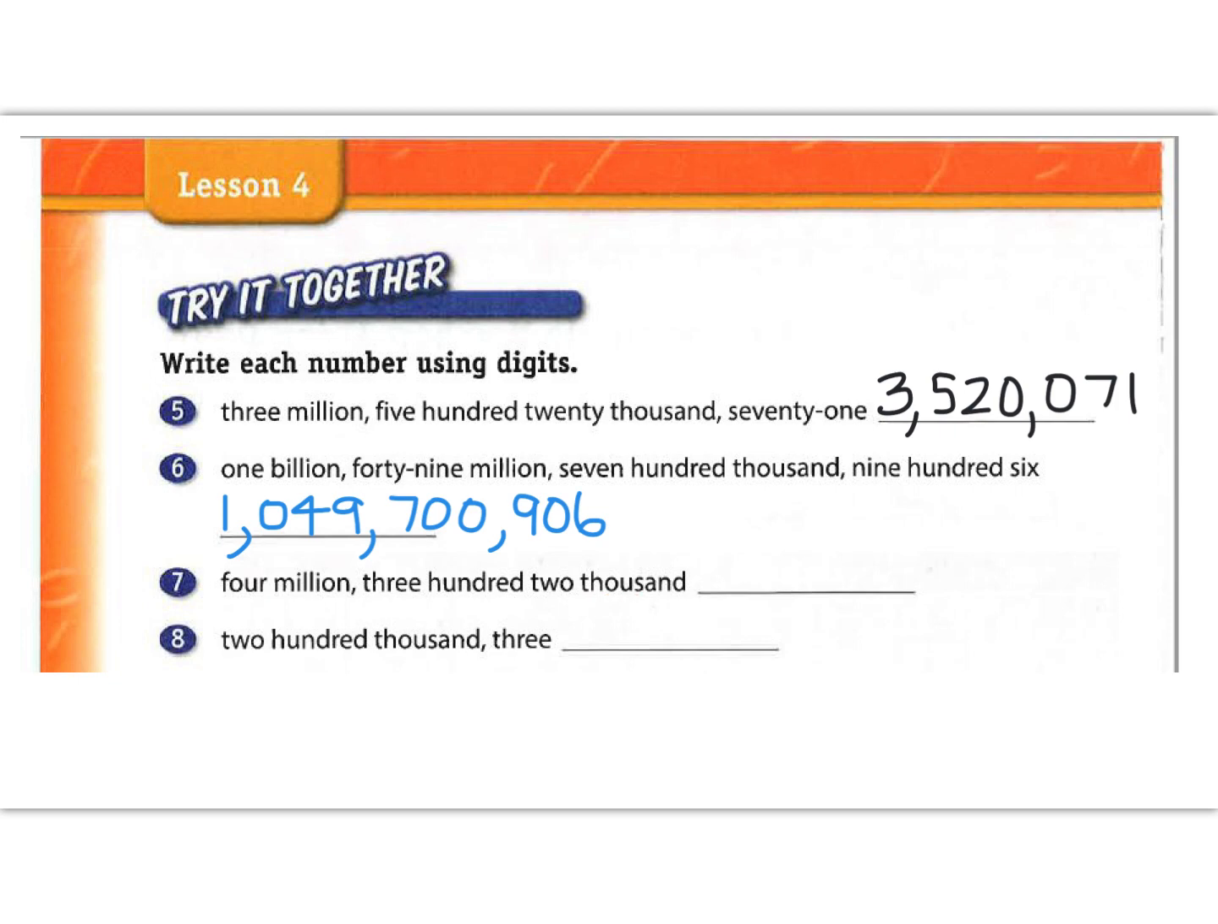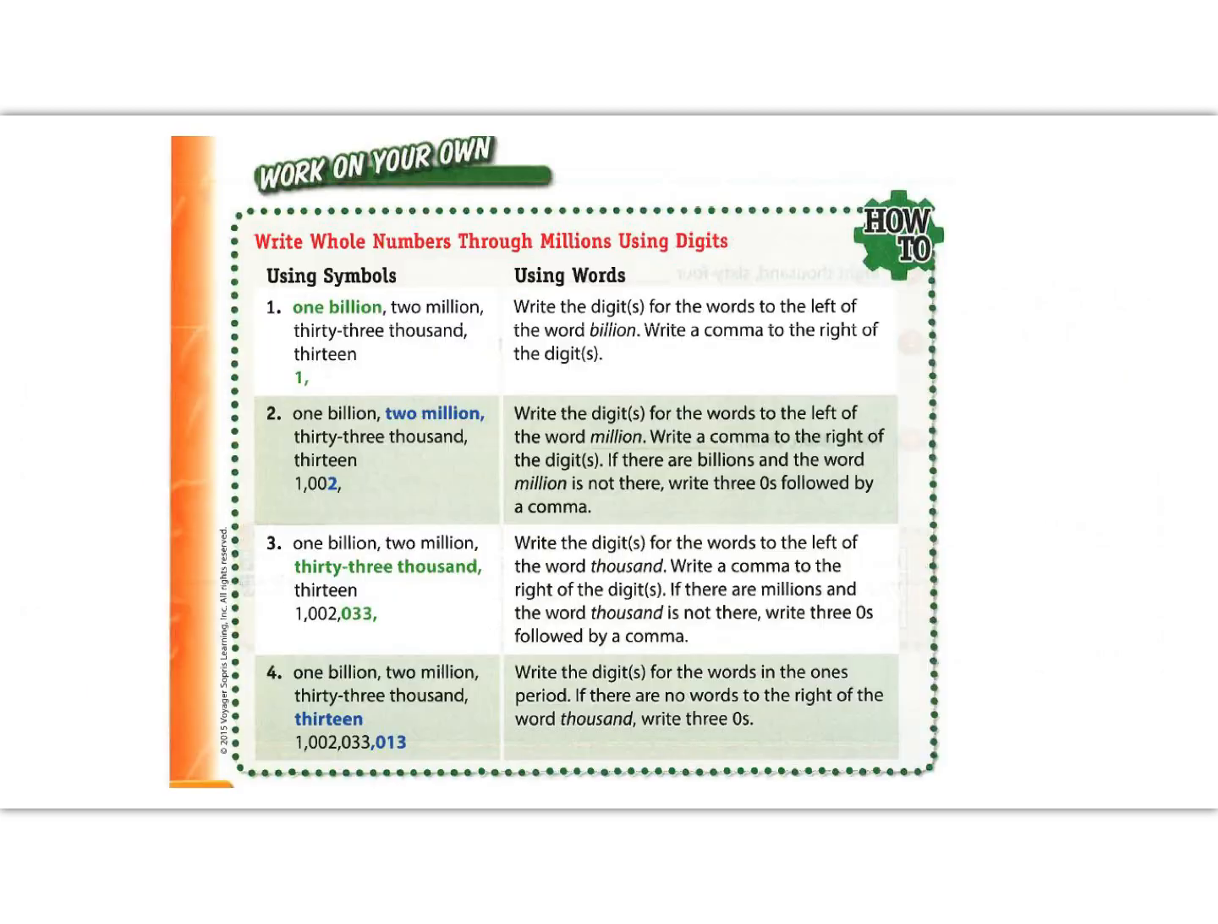Number 7, 4,302,000. So let's do that. We have 4,302,000. So 302,000. And then there's nothing for the hundreds, tens, or ones. So 4,302,000. And the last one, 200,003. So no millions or billions, but there's 200,003. So when we read this, 200,003.